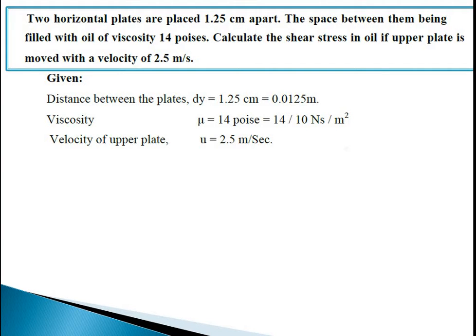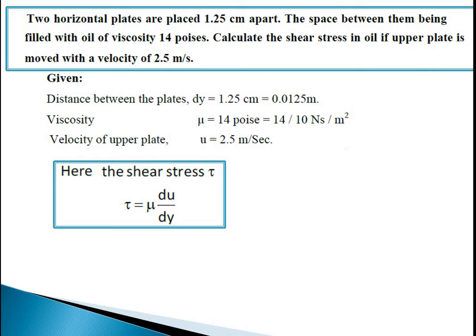So again here distance dy is nothing but 1.25 centimeter, which is 0.0125 meter. Viscosity mu is 14 poise, which is 14 divided by 10 Newton second per meter square. Then velocity of upper plate u is 2.5 meter per second. Similarly here also we are using the same formula, tau is equals to mu into du by dy.